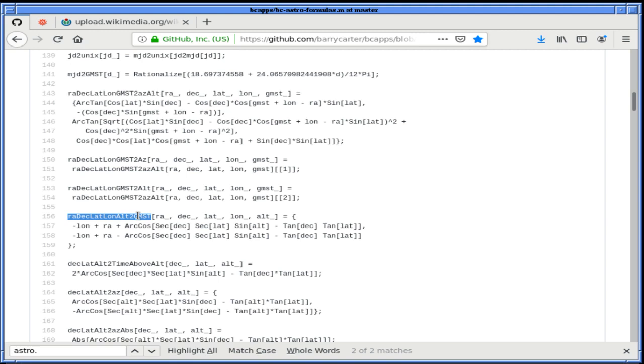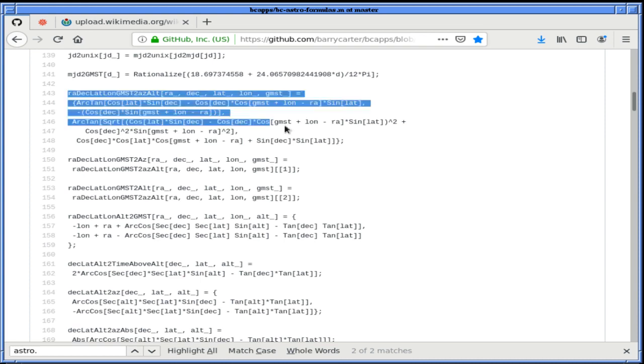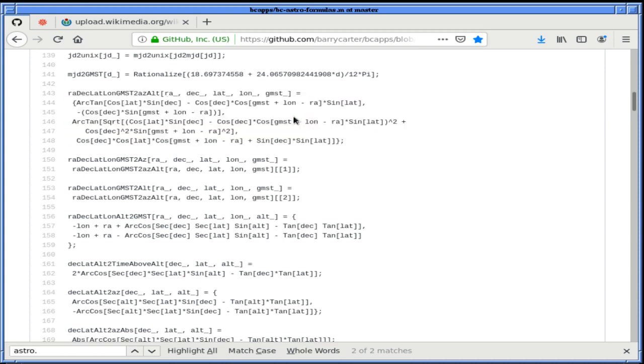Now, of course, this function here is actually a relationship between right ascension, declination, latitude, longitude, GMST, azimuth, and altitude. So it's got seven variables there. And if you have five of them, you can get azimuth and altitude. But if you have a different five of them, you might be able to get other stuff out of it. Not exactly, because there are some interdependencies. But basically, if you have any five of these numbers, you can get the other two. Sometimes that's actually useful.